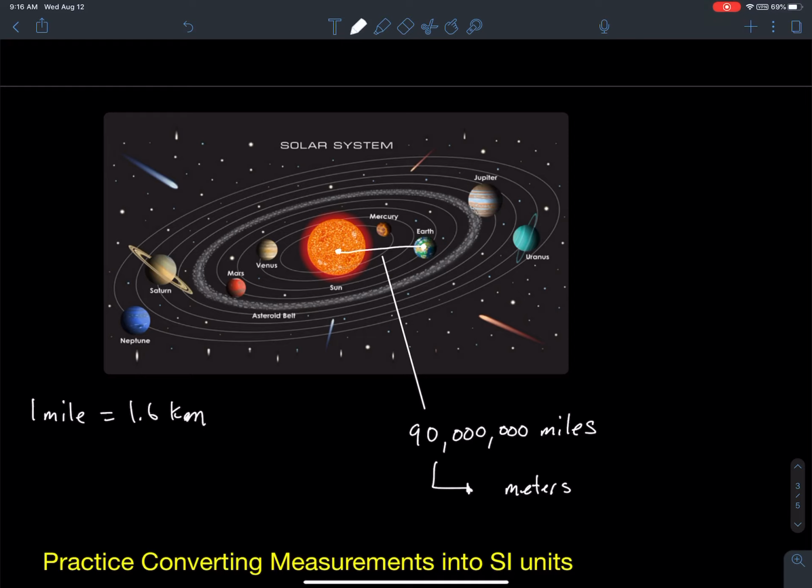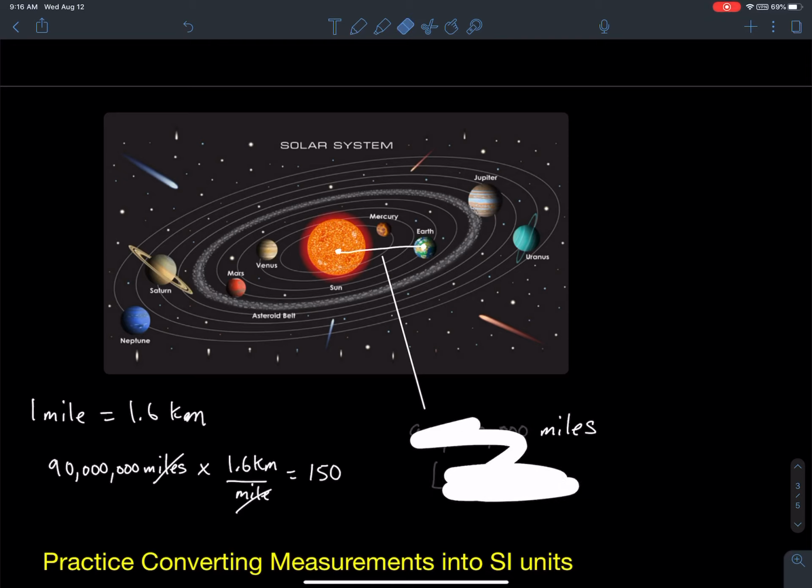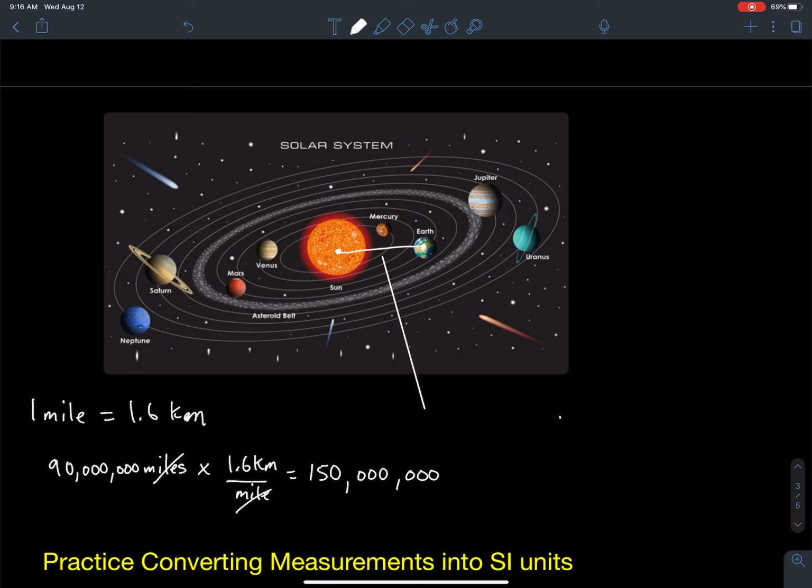So in order to convert miles into kilometers, I'm going to try to do something like this. 90 million miles times 1.6 kilometers per mile. Okay, the miles will cancel out, leaving me kilometers. And I'm going to have around 150 million kilometers in the end, okay?